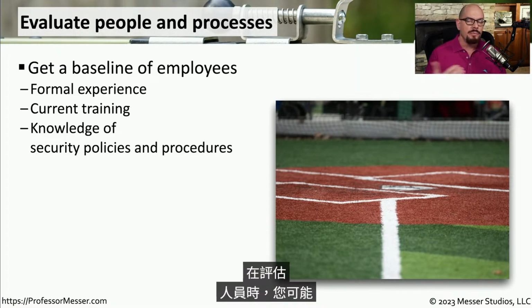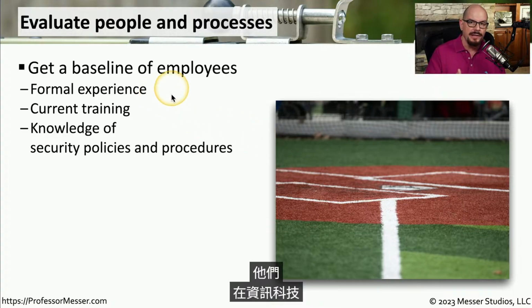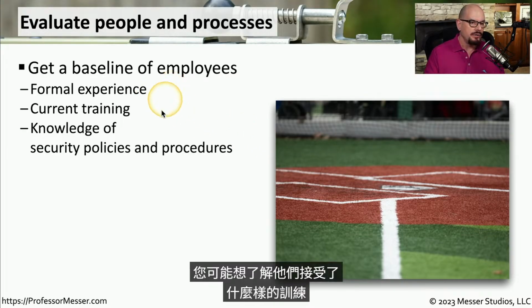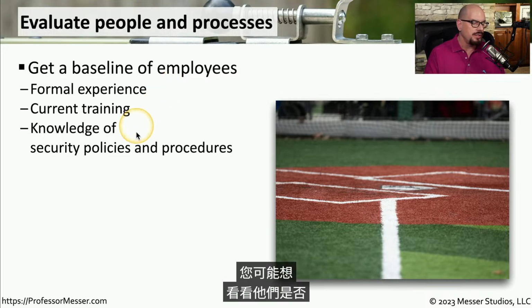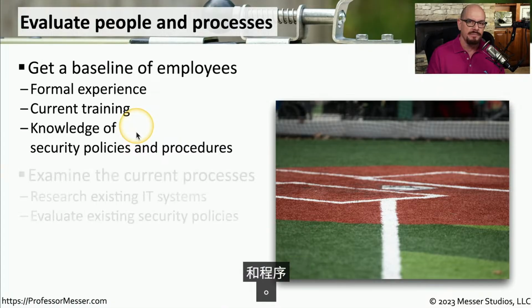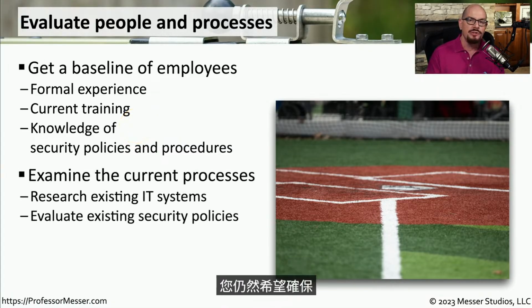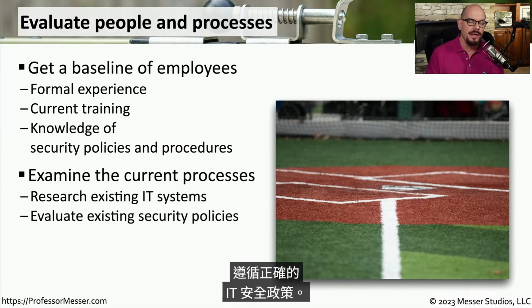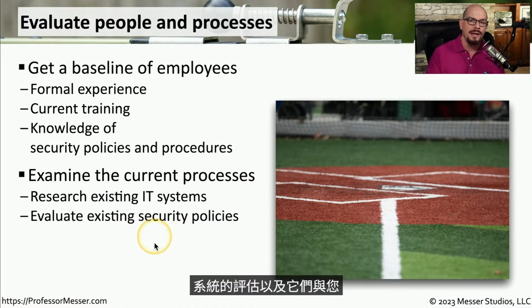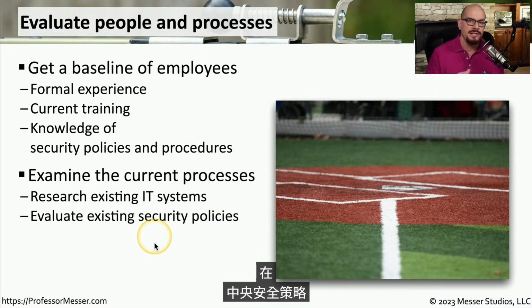When evaluating people, you might want to get a better understanding of their formal experience in information technology security. You might want to understand what kind of training they've received, and you might want to see if they have a knowledge of specific security policies and procedures that you can use in your organization. Even with the right people in place, you'll still want to be sure that you're following the correct policies for IT security. This might start with an evaluation of the existing IT systems and how they relate to your formal policies that have been created in your central security policy documentation.